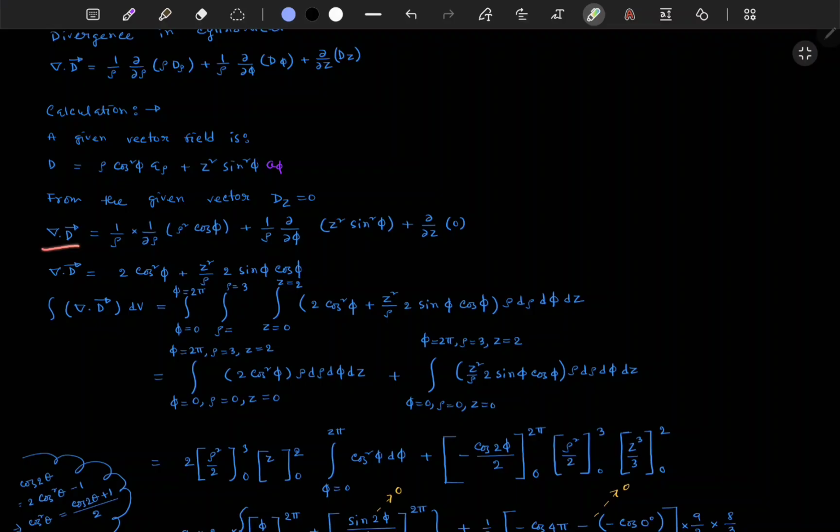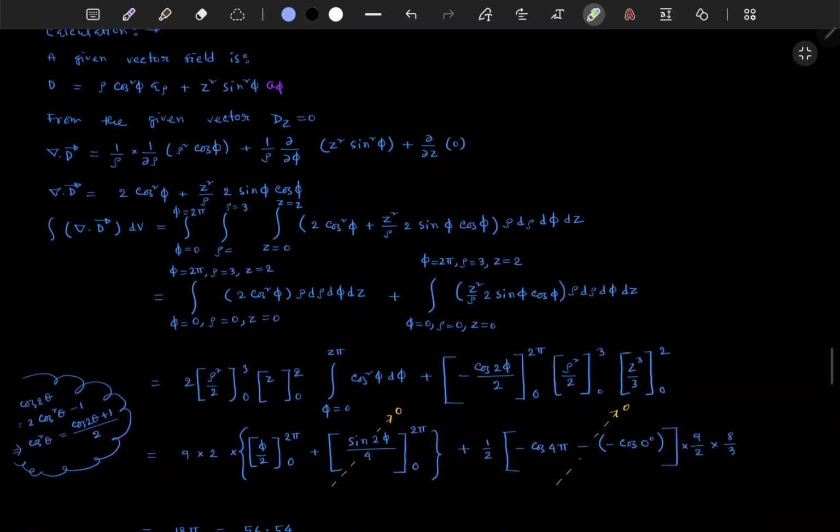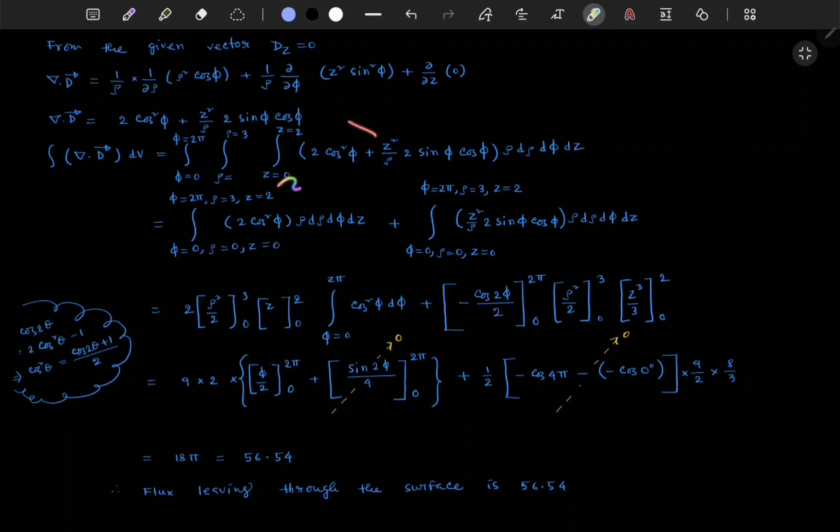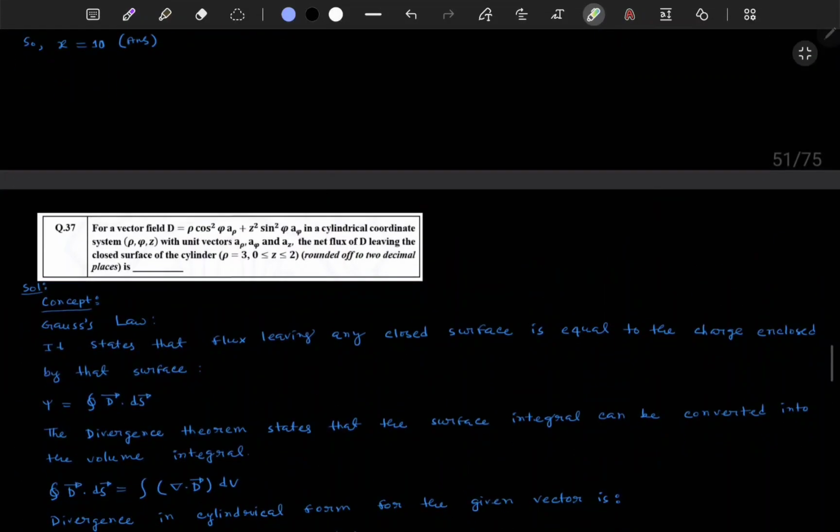So del dot D is 1 by rho del by del rho, and another rho is multiplied here, so rho square cos square phi, plus 1 by rho del by del phi of z square sin phi, and the z term is 0. Taking the derivative, the 2 rho and the rho are eliminated, so we get 2 cos square phi plus z square by rho times cos phi. Now we place the limits already mentioned: rho 0 to 3 and z equal to 0 to 2.